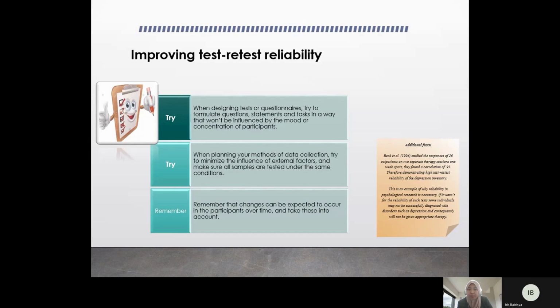Okay, this one is an example of why reliability in psychological research is necessary. If it wasn't for the reliability of such tests, some individuals may not be successfully diagnosed with disorders such as depression and consequently will not be given appropriate therapy. Pentingnya untuk kita conduct test retest dekat situ. Alright.